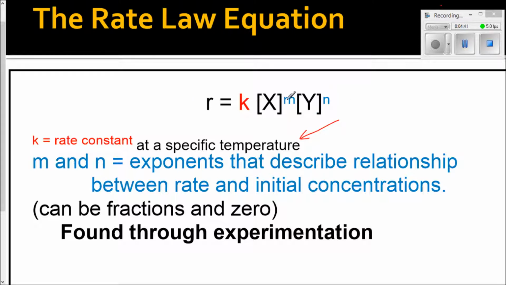So m and n are exponents that describe the relationship between the concentrations and the rate. The exponent m describes the relationship that X has on the rate, and the exponent n describes the rate with respect to Y. How does Y impact the rate? I'll show you what I mean. It's best to show you through an example so you clearly understand.